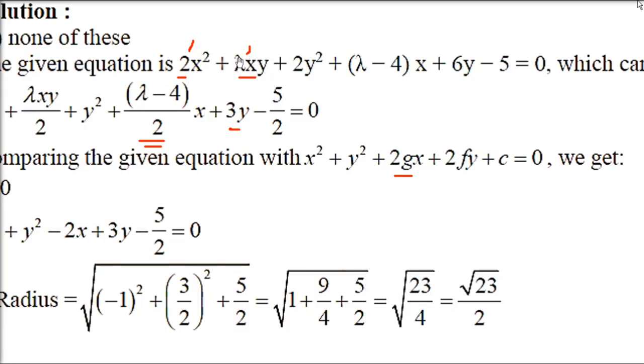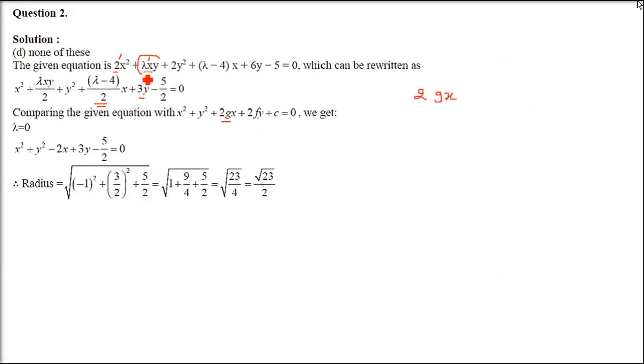Because lambda xy is not in the equation of the circle. So lambda xy, we need to remove it. xy we cannot remove, because xy are variables. Lambda is the constant. So we can only conclude here that lambda is 0. This lambda xy shouldn't be in the circle equation. x cannot be 0, y cannot be 0. So lambda is 0. First thing is clear, lambda is 0.